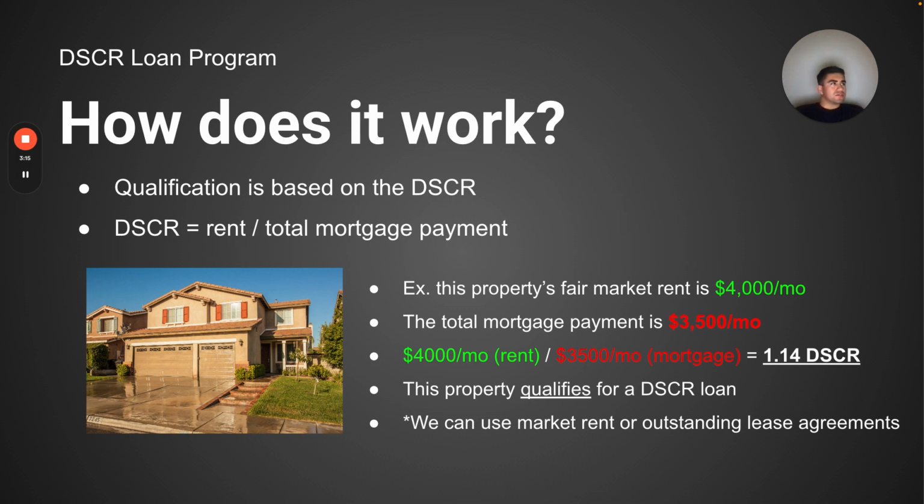Okay, now the opposite is true. Let's say, for example, you're buying a property with a tenant already in it and they're paying $4,500 a month. Well, we can use that rental agreement. We're still going to order the appraisal anyway because it's a requirement by underwriting, but if you have an outstanding lease in place, we can use that. Okay, so bear that in mind.